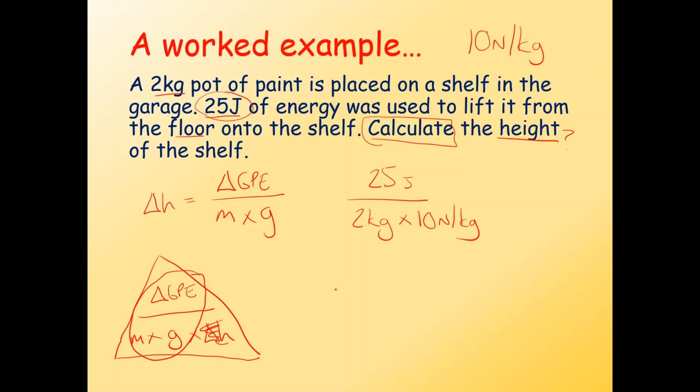Okay, so that would be 25 joules divided by 2 times 10, which is obviously 20. Do that, we get an answer of 1.25, and we're looking at the height of the shelf, so we're talking about meters. We know that the height of the shelf is 1.25 meters. That's a change in height, but it was from the floor, so there we go, there's your answer.